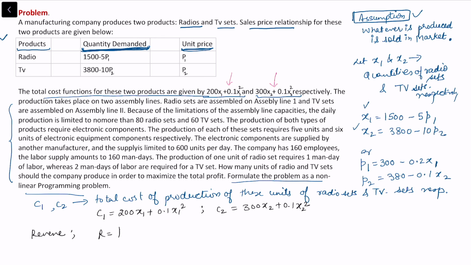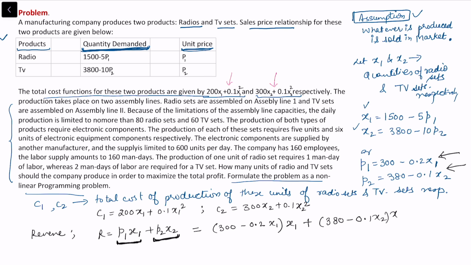Revenue is the per unit cost P1 into the number of units that we desire to produce, plus P2 into x2. So this is the per unit cost of radio and the number of radios, or you can say the quantity of the radios produced. P2 is the per unit cost of TV and x2 is the quantity of TV. So from here, substitute the value for P1 from here and the value for P2 from here. So we get 300 minus 0.2 times x1 into x1, plus the value for P2, that is 380 minus 0.1 into x2, and then one more x2.